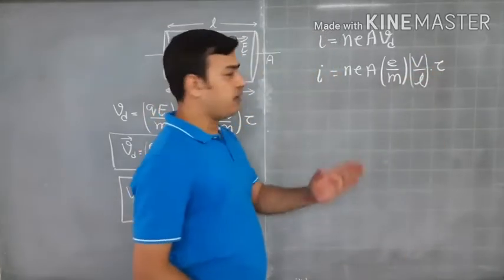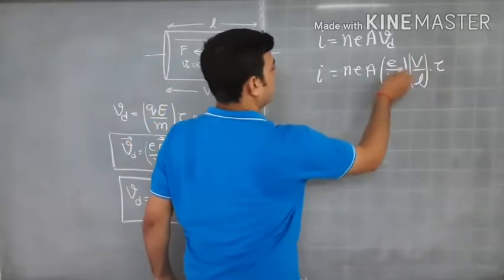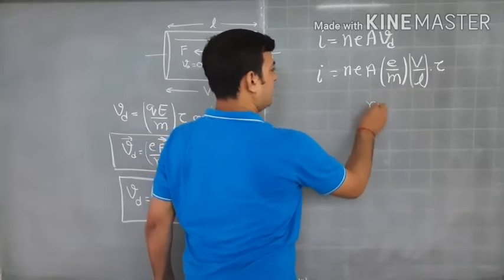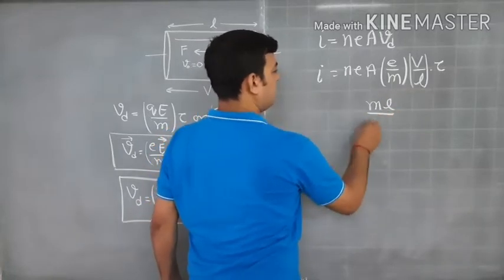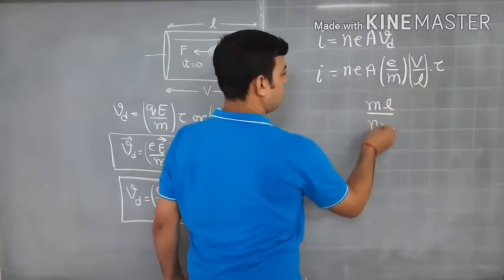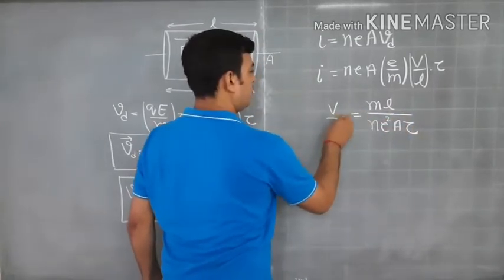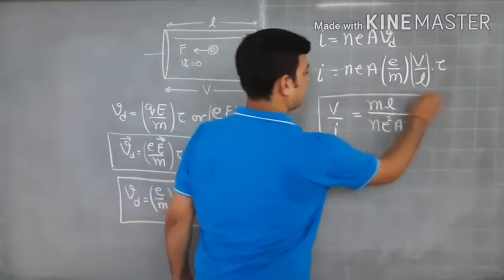So if I will simplify it, and if I need the value of V by I from here, you will get mL divided by n e square A tau, and that equals V by R.